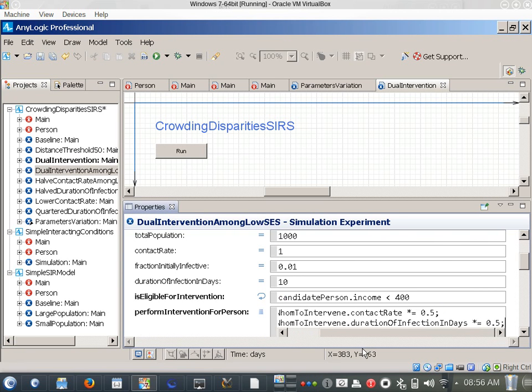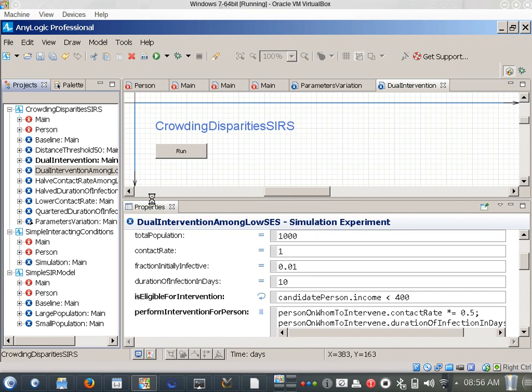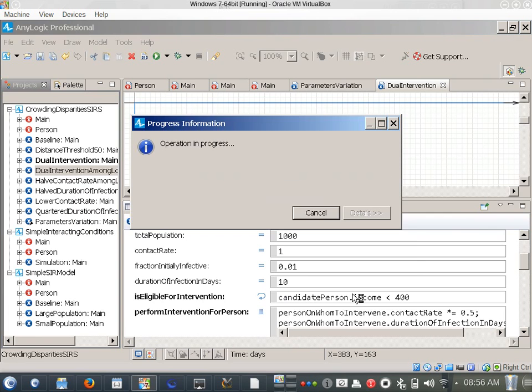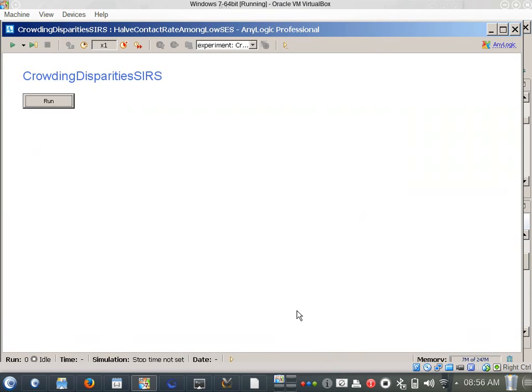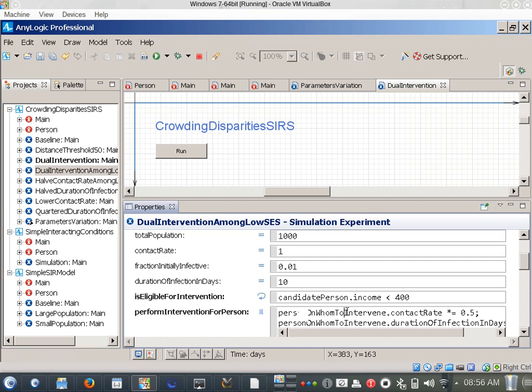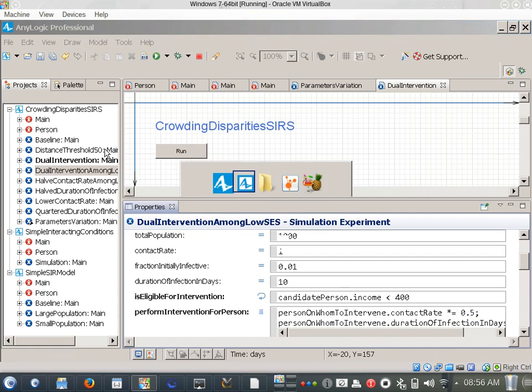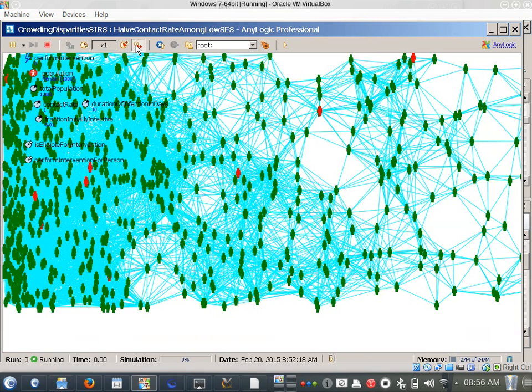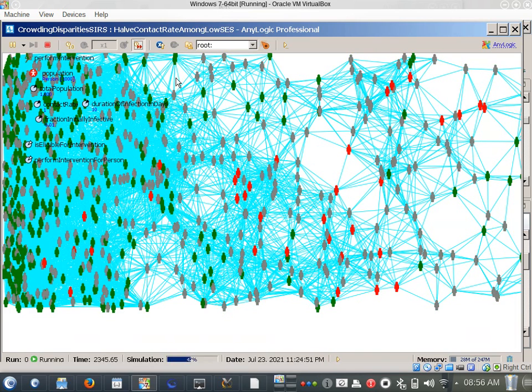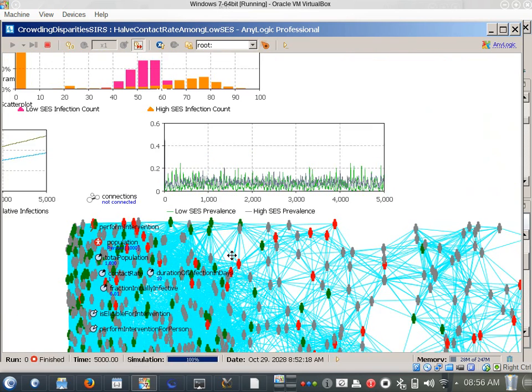That's great. Okay. So here, if we're going to affect both, and we do so only on the low intervention group, why is this low intervention? Because the only people to whom this intervention is being applied, this dual intervention, are those who are what? Low income, those who satisfy this criteria. So we're going to try running this out. Okay, and there we go.